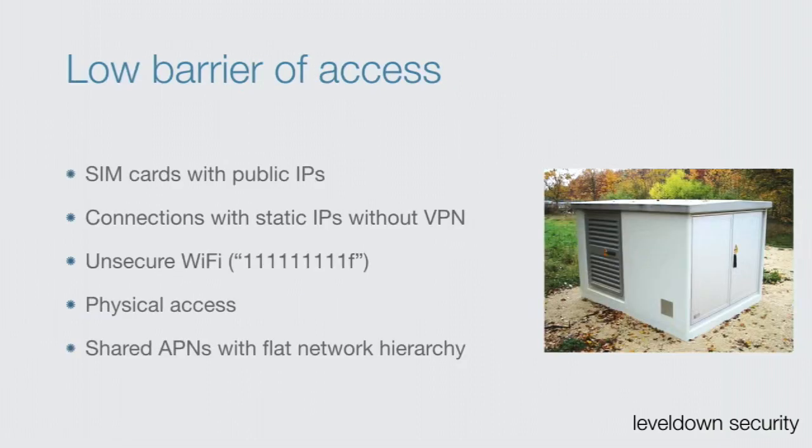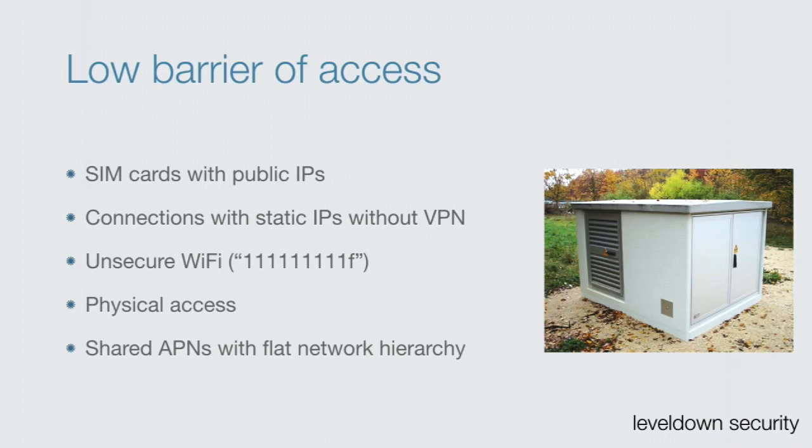And even if they are not fully open on the internet, the barrier of access to them is mostly very low. You might have SIM cards with public IPs, as there are some providers that give you industrial SIM cards with a public IP. And if you look at their whole RIPE range, you can find hundreds of devices open on the internet. Often they use static IPs without any VPN protection, or they're connected via Wi-Fi. In one case, we found an industrial Wi-Fi, a point-to-point directional Wi-Fi, with the password set to 11111F.